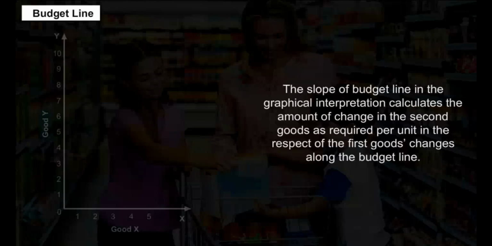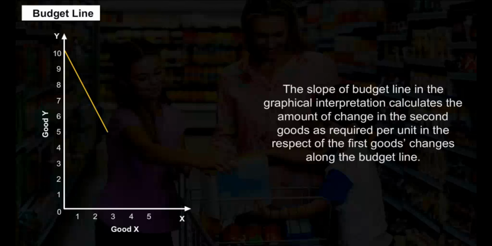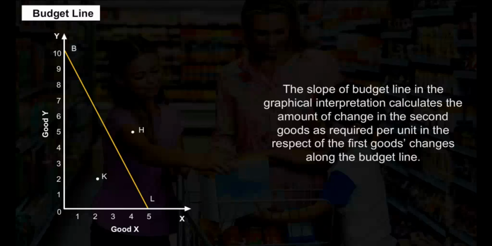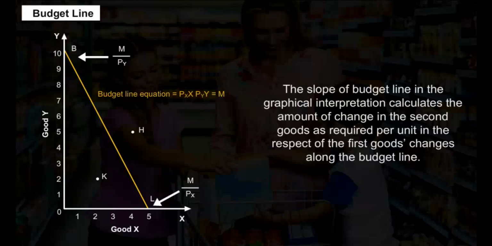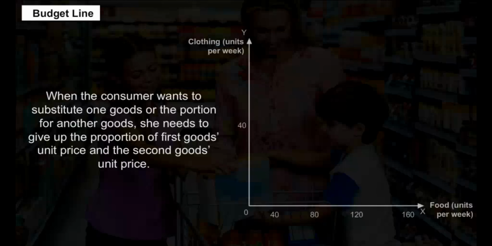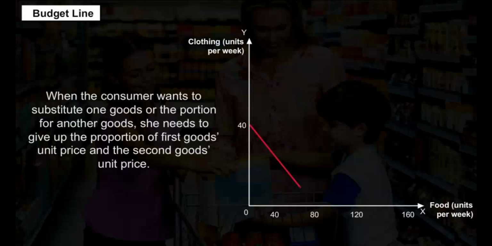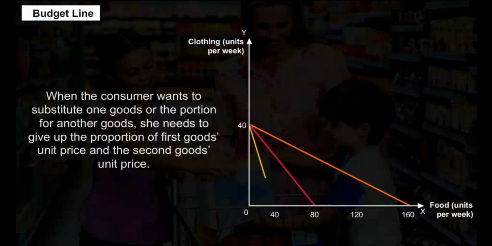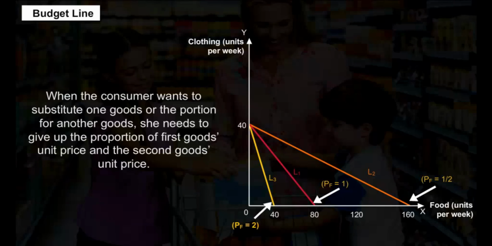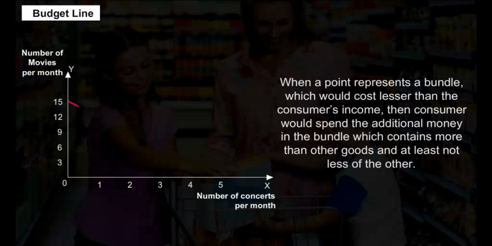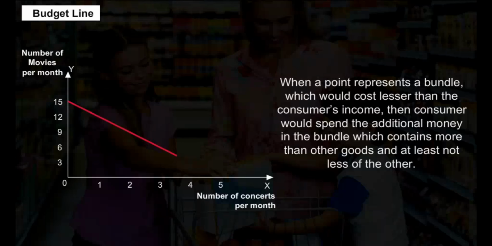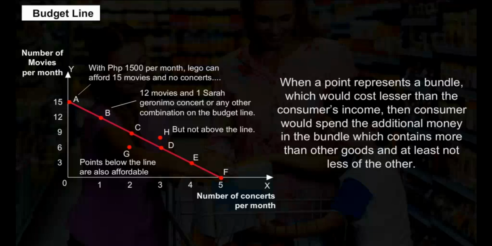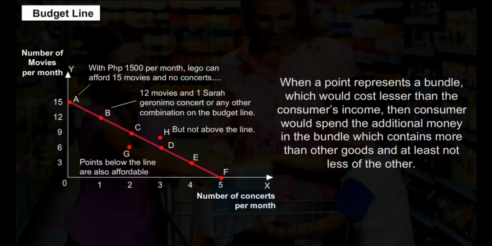Budget line. The slope of the budget line in the graphical interpretation calculates the amount of change in the second good as required per unit change in the first good along the budget line. When the consumer wants to substitute one good for another, she needs to give up goods in the proportion of the first good's unit price to the second good's unit price. When a point represents a bundle which would cost less than the consumer's income, the consumer would spend the additional money on a bundle which contains more of one good and at least not less of the other.